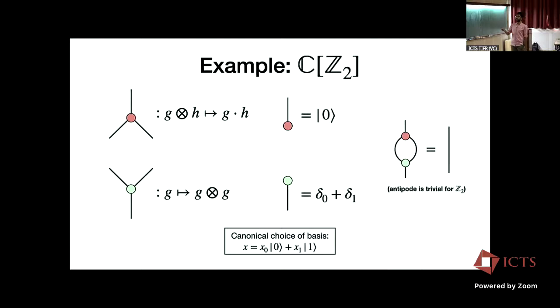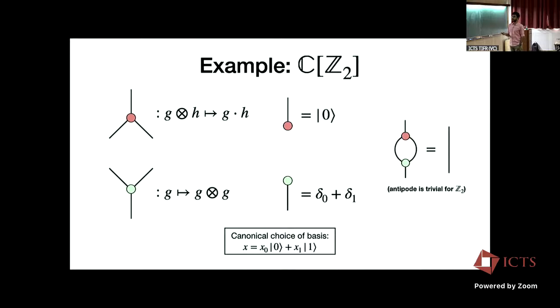And I can define these tensors on that basis, and then everything else you can extend linearly, right? So the product is just the group product. So 0 tensor 0 would give you 0, 0 tensor 1 would give you 1, and so on. So this multiplication is really addition in this presentation. Similarly, the green tensor gives you a copy rule, like I was saying on the blackboard.